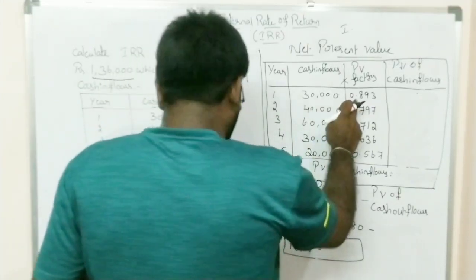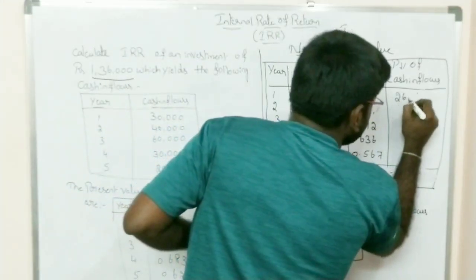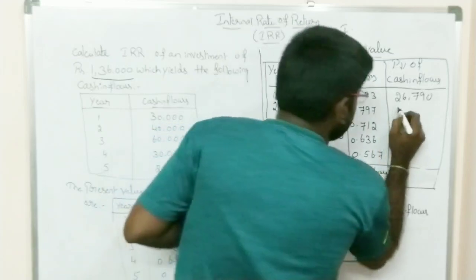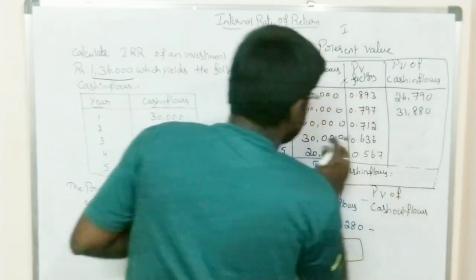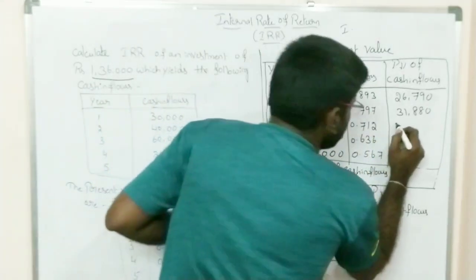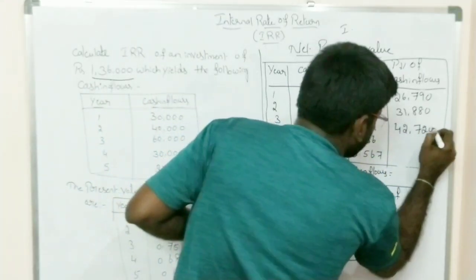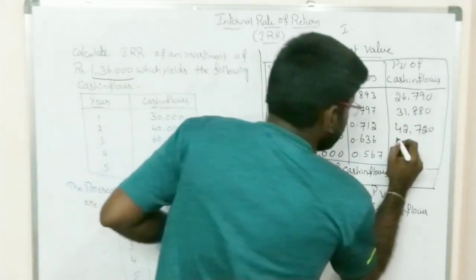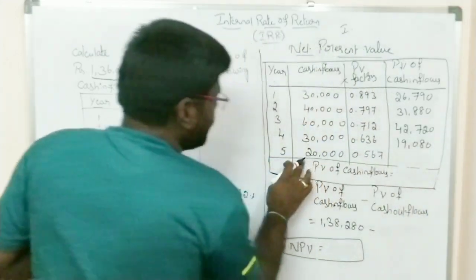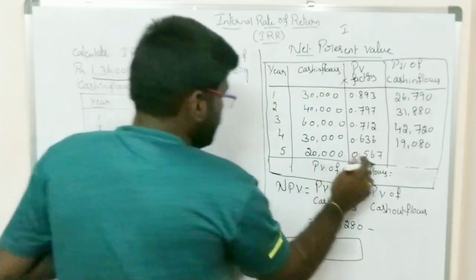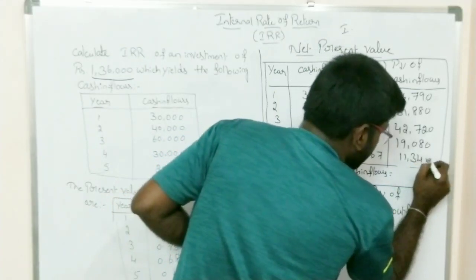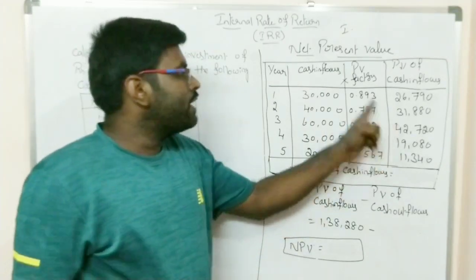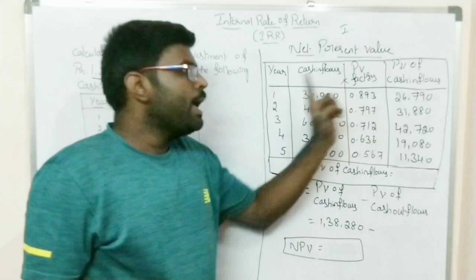So 30,000 into 0.893, you will get 26,790. And next 40,000 into 0.797, you will get 31,880. And next 60,000 into 0.712, you will get 42,720. And then 30,000 into 0.636, you will get 19,080 rupees. And next 20,000 into 0.567, you will get 11,340. So these are all the present values of cash inflows for each year that we get from multiplying cash inflows with the PV factor.